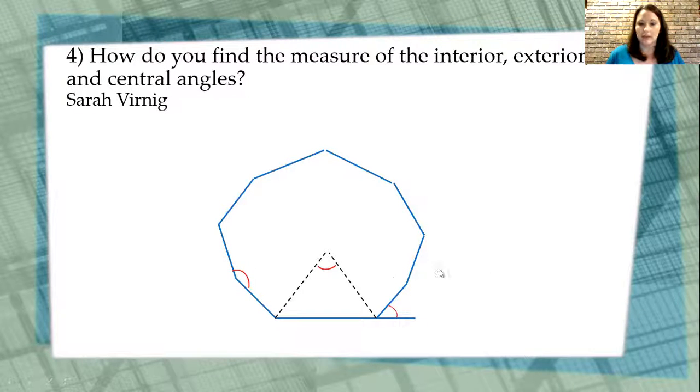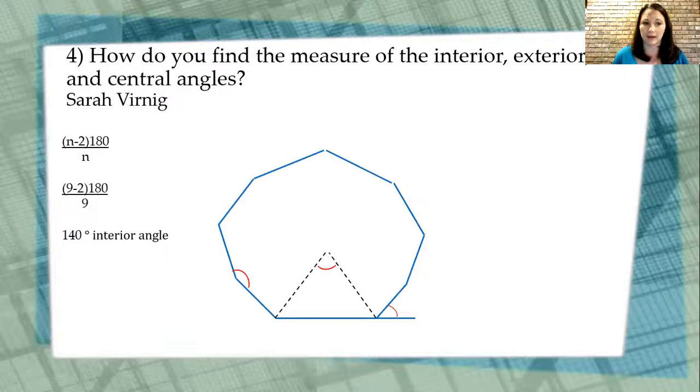So to find it, we have a little formula. And again, we're going to add up the sides. So it's going to be n minus 2 times 180 divided by n. So we have 9 sides. So 9 minus 2 is 7. 7 times 180 divided by 9 gives us 140 degrees for the interior angles.